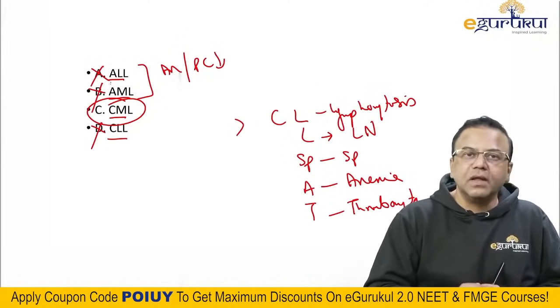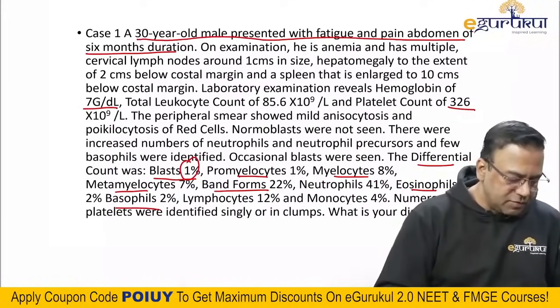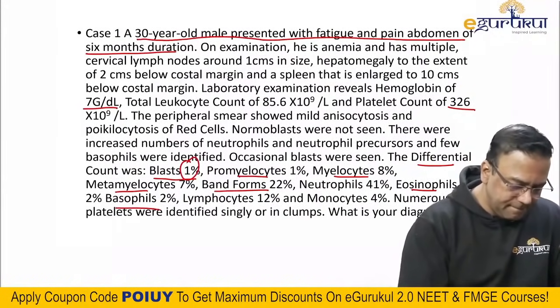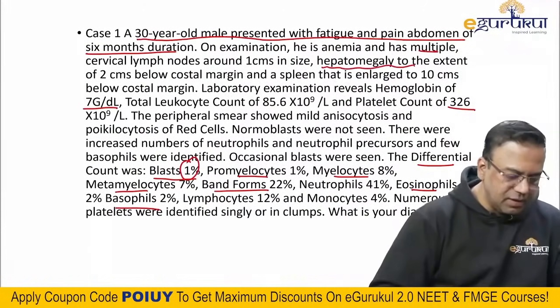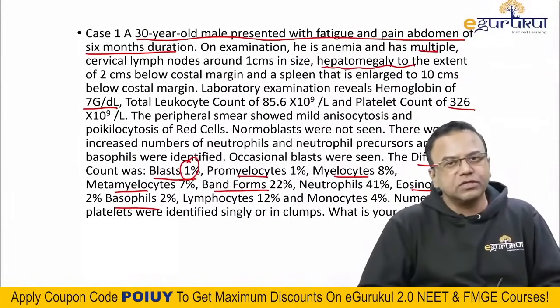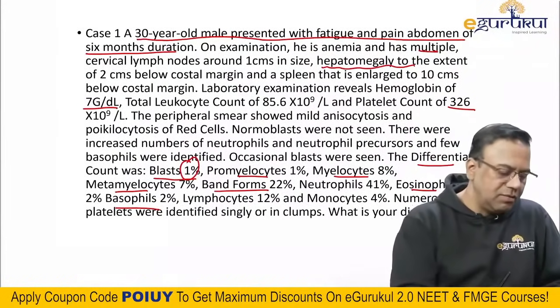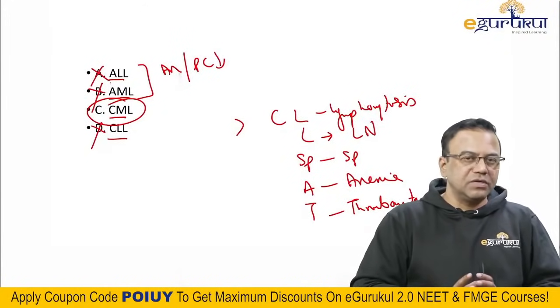Occurrence of splenomegaly. Is splenomegaly described anywhere? Let's search through. Anemia is there. The patient has some lymphadenopathy. The patient has hepatosplenomegaly, right? So mention of splenomegaly is another important clue to suggest the patient has chronic myeloid leukemia. So look at all these findings telling you it is going towards CML.